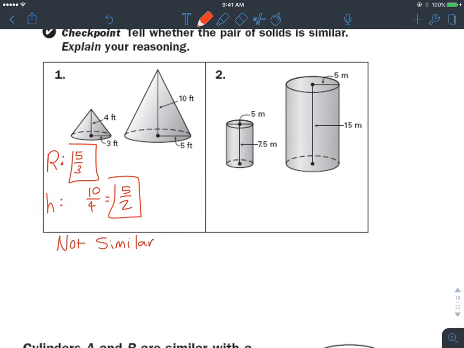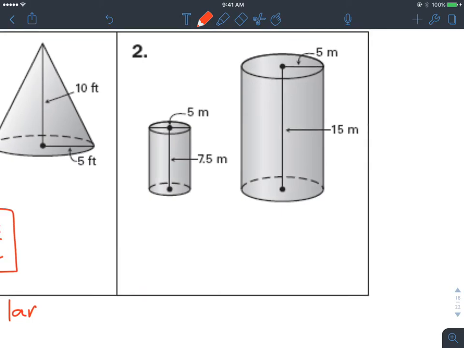Okay, number 2, kind of the same thing. You got, I guess, radii and then your heights. So we'll do the heights first this time. The heights, you're going to have 15 over 7.5. And if I want to get that reduced, that actually reduces down to 2 over 1. 7.5 will go in twice.